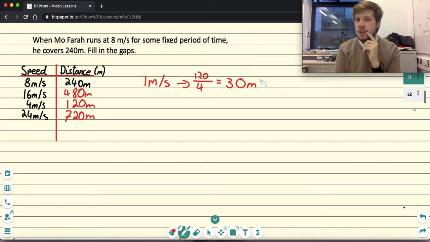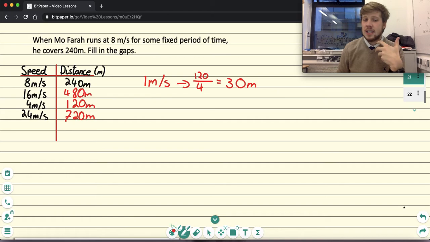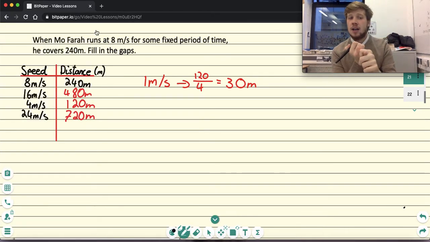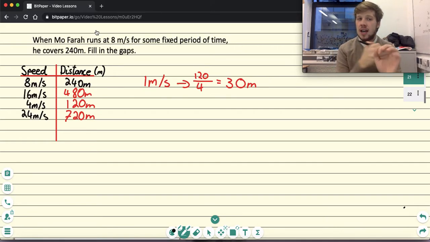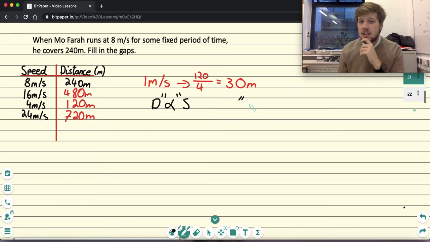So how does this help me? Well, let's think about this in terms of, if I've got some distance, what is that in terms of its speed? And we can link them with an equation. We know that as speed rises, my distance will rise. And if my speed decreases, my distance will decrease. That means that they are proportional. My distance is proportional to my speed. This symbol here just means proportional to.